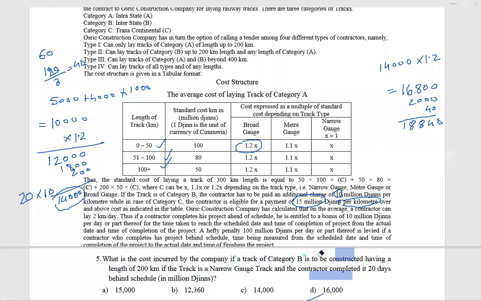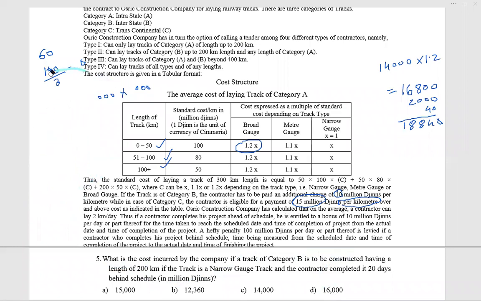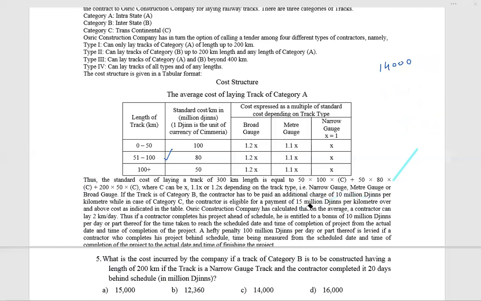Cost incurred by a company if track of category B to be constructed having a length of 200 kilometer, if it is narrow gauge and 20 days behind the schedule. Okay. First, 200 kilometer. We know basic cost of 200 kilometer is 14,000. We have calculated it again and again. So let us use that data. Since it is category B, additional 2,000 will be paid.